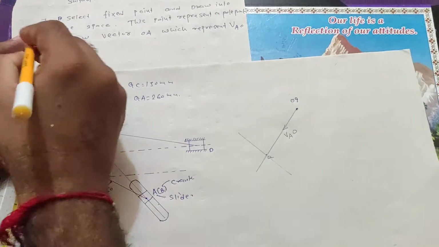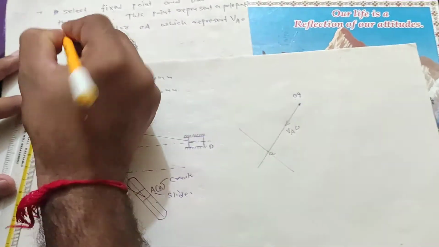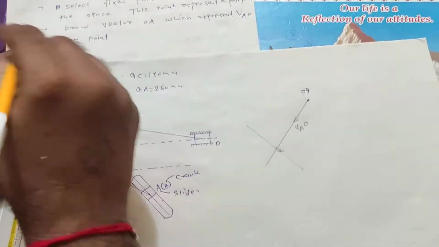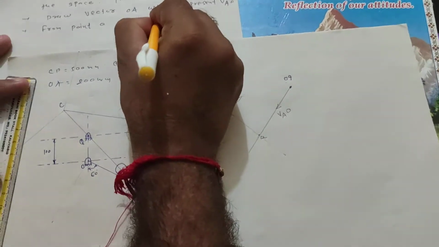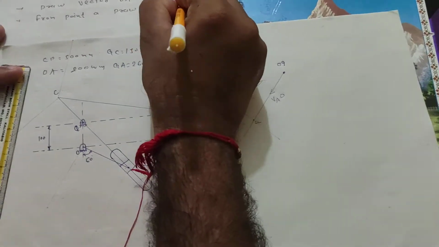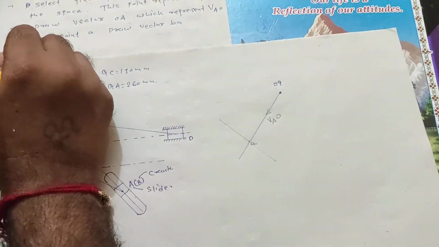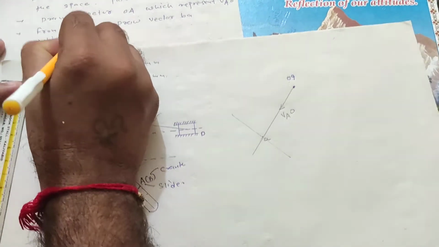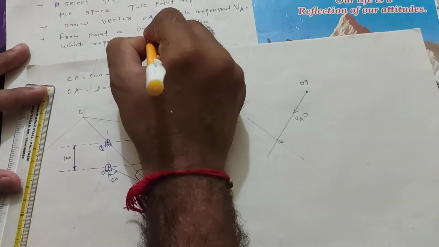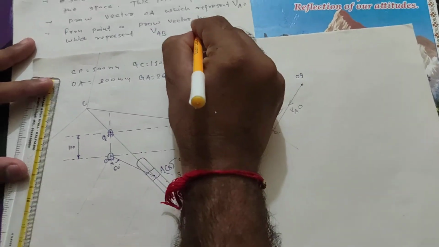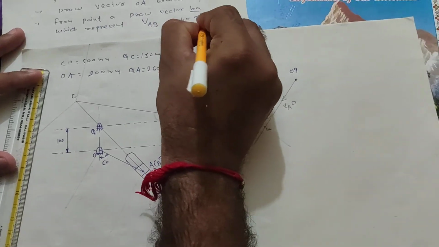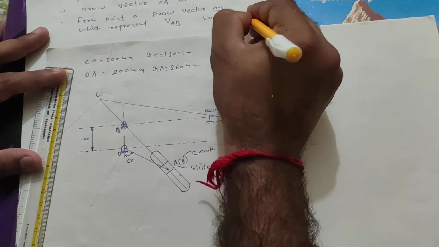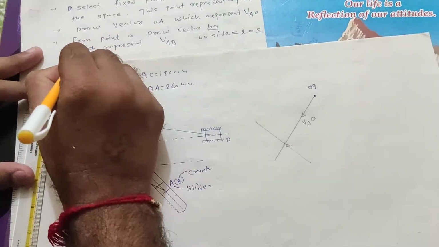Now the second point, from point A, draw a vector BA which represents the velocity of AB, but BA is a slider. So draw the velocity parallel to the line of stroke, and that magnitude is unknown.